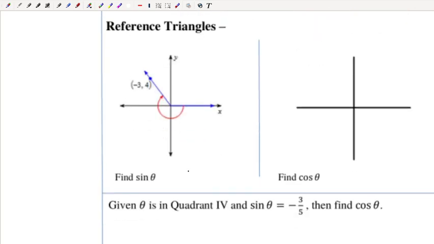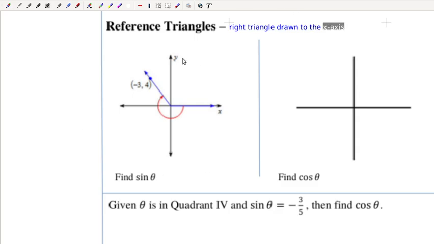So what we just did up there when we dropped that perpendicular line to the x-axis, that was called drawing your reference triangle. So a reference triangle is just, from a point, a right triangle drawn to the x-axis. And again, it is very important that it is the x-axis. It's always going to be the x-axis, never the y-axis.